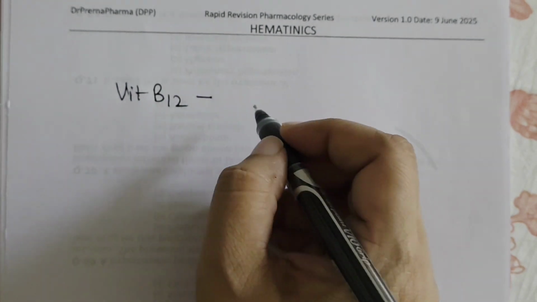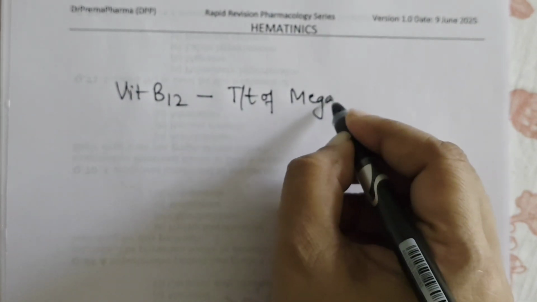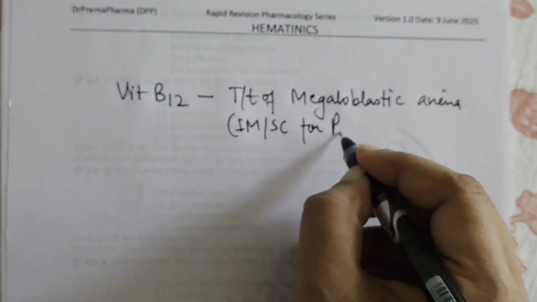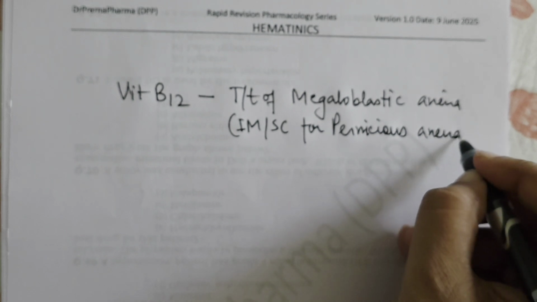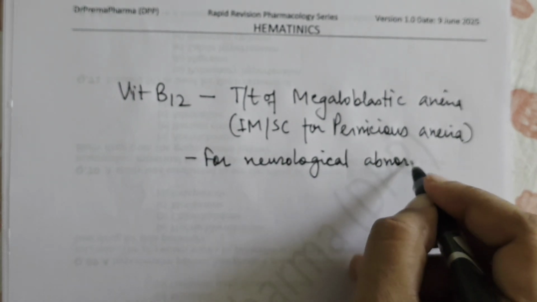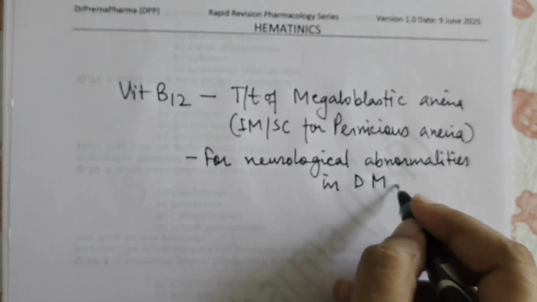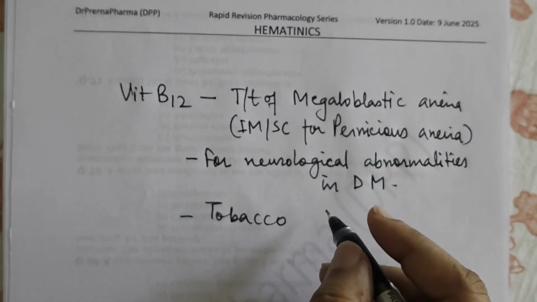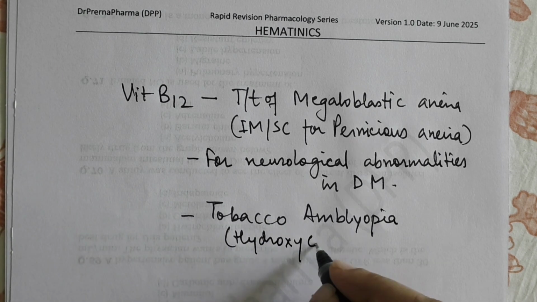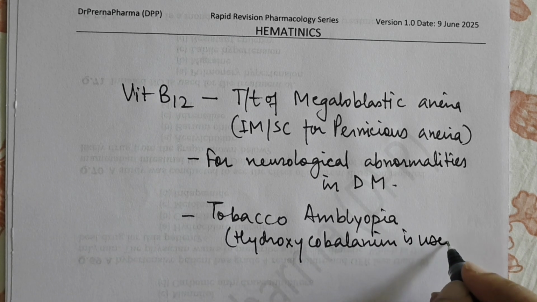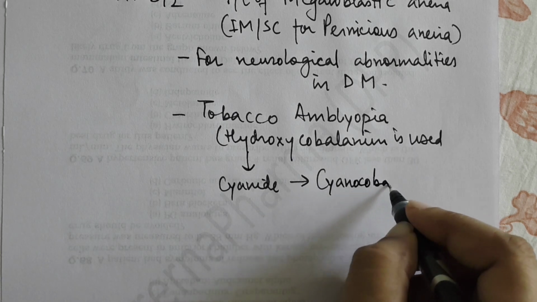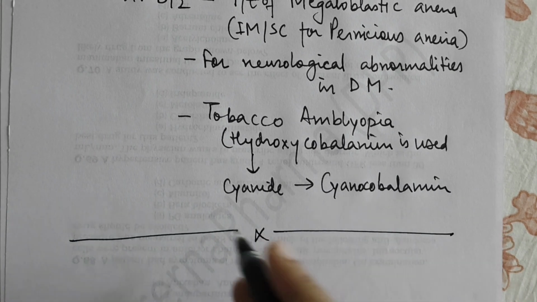So vitamin B12 is used in treatment of megaloblastic anemia. It is given intramuscular or subcutaneous for pernicious anemia. It is also given for neurological abnormalities in diabetes mellitus patients, and it is also given in tobacco amblyopia. There hydroxycobalamin is used. It combines with cyanide and it forms cyanocobalamin. Okay, so with this we complete the chapter of hematinics.